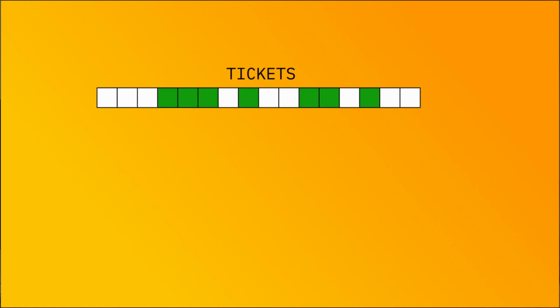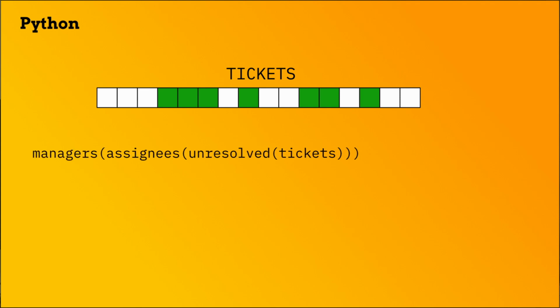Consider the case where you have an array of tickets and you want to select the unresolved ones. In Python, you might do something like this. So far, this looks fine. But suppose you want the assignees of these tickets. You might call an assignees function. It's a little bit more complicated, but it still looks okay. But what if you wanted the managers of those assignees? Then you might call a managers function. Now it's clear that the Python code is literally flowing backwards. You have to read this right to left, inside out.